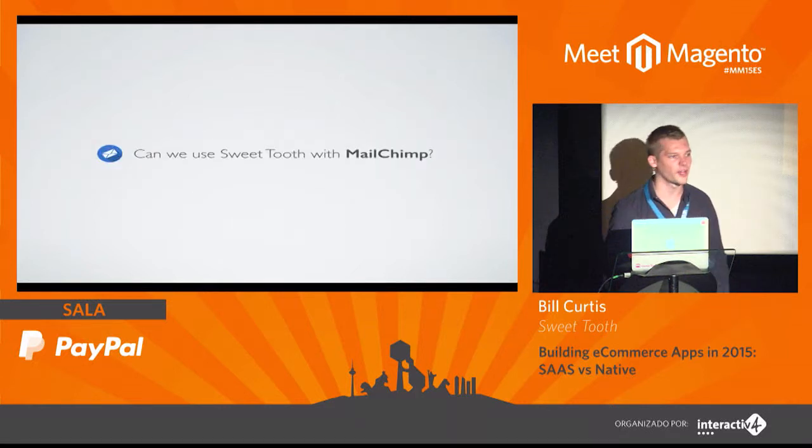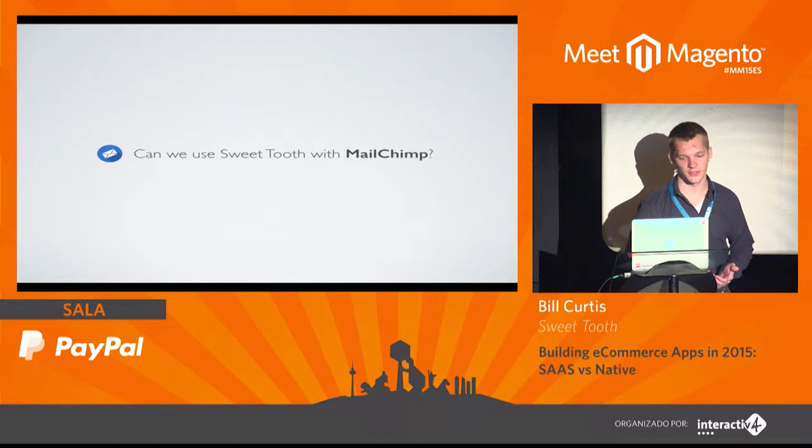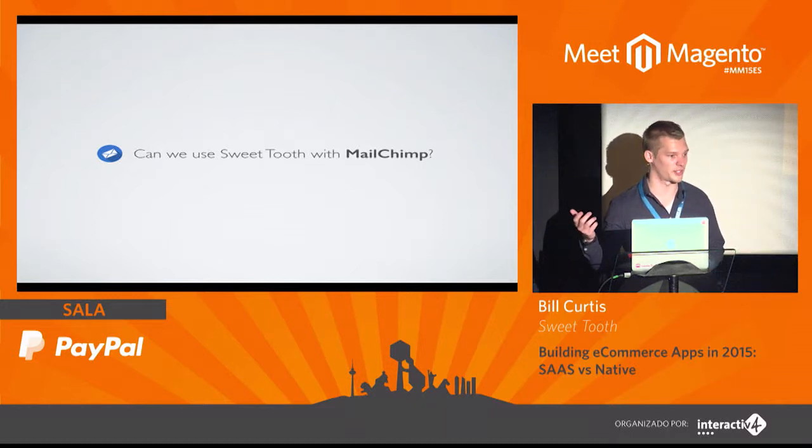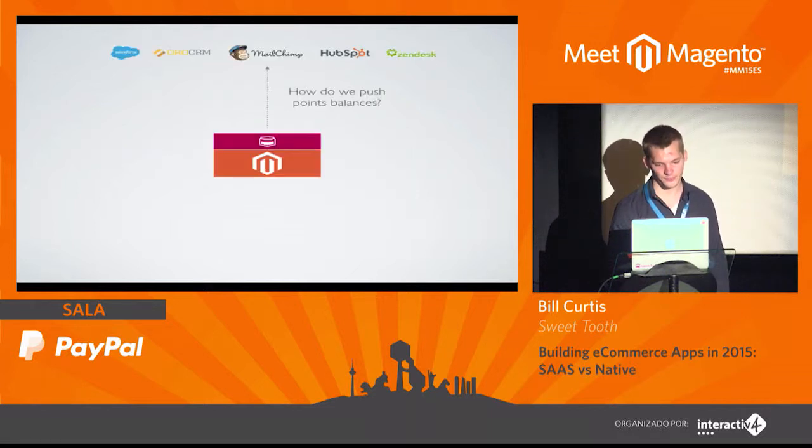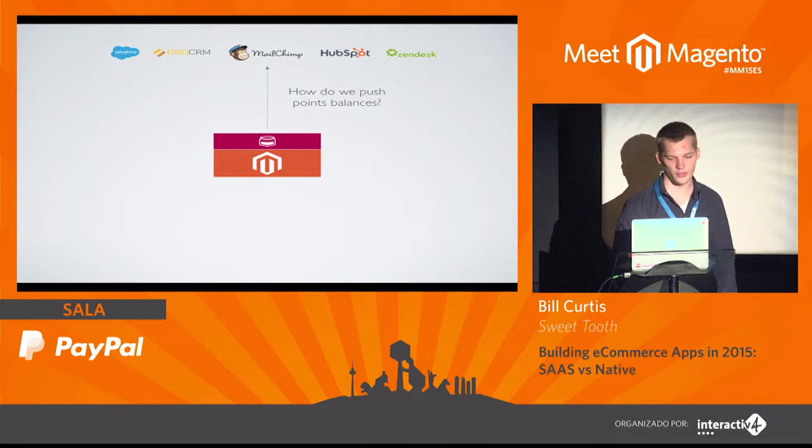The second very common type of email we get is, does Sweet Tooth integrate with this other application I'm running? For example, MailChimp, or a handful of others. So let's see how that might work. Let's use MailChimp as an example. And there's two use cases the merchants usually want. The first is, hey, we want to segment our customers based on their points balance, and we can send them a custom email.